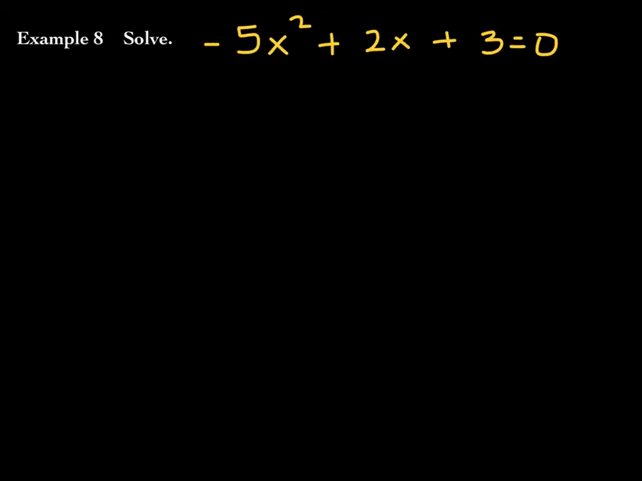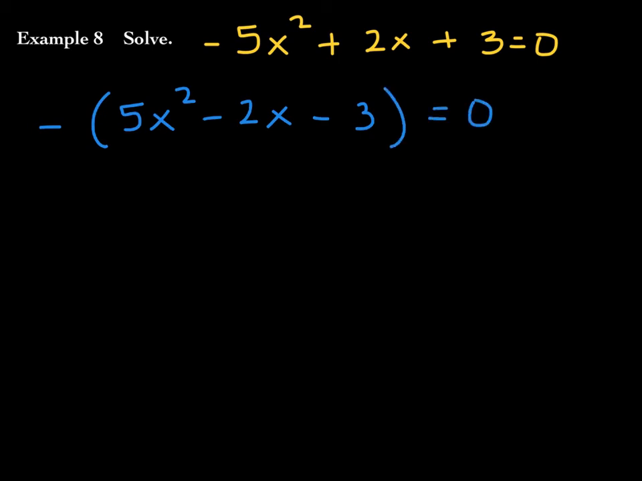All right, we have a trinomial here. It's negative 5x squared plus 2x plus 3 is equal to 0. Now, you know what's not convenient is the leading coefficient is negative. So I want to take care of that. And the way I can do that is by factoring out a negative 1. That would leave me with 5x squared minus 2x minus 3 is equal to 0.